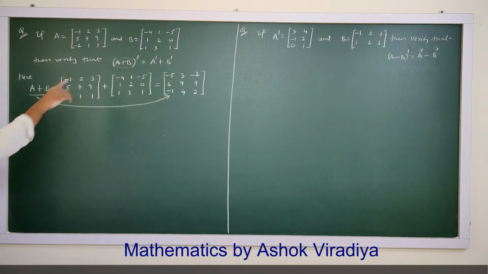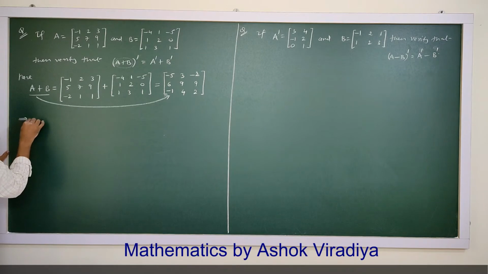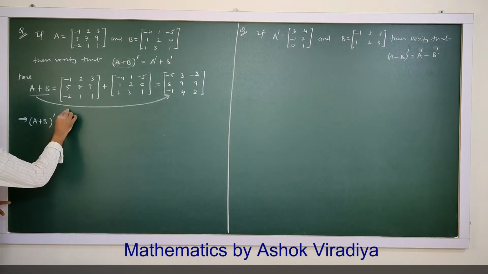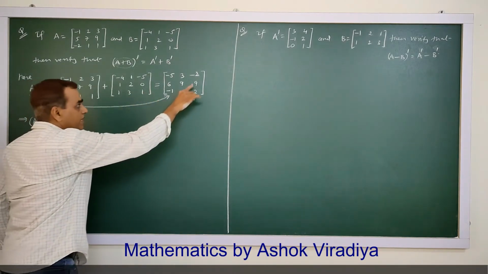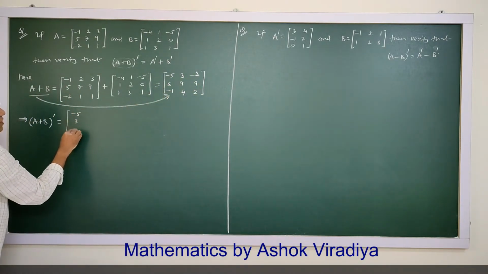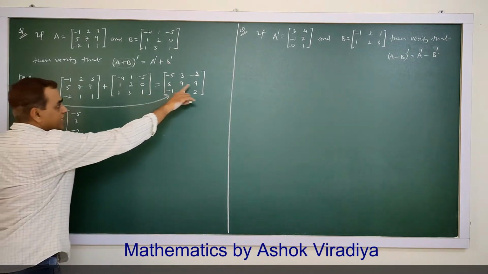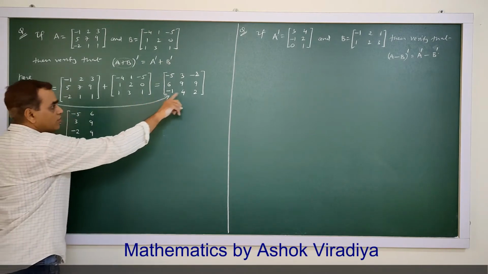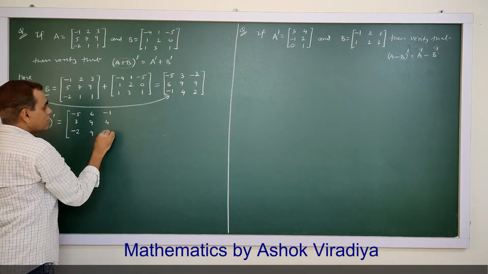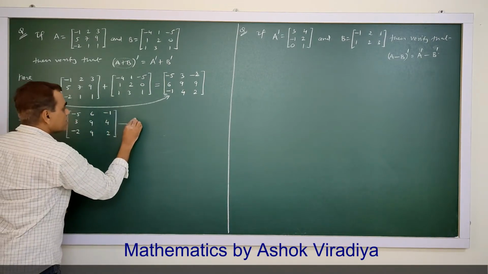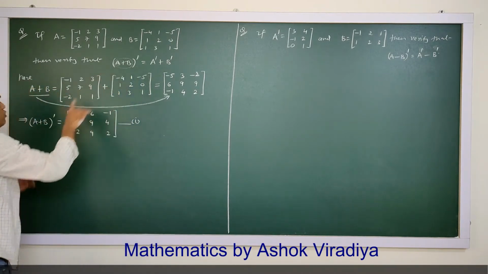Now I take its transpose. Therefore, transpose of A plus B is the transpose of this matrix. To obtain its transpose, the first row I convert into the first column, the second row into the second column, and the third row into the third column. This we call result 1. It is the value of the left hand side.